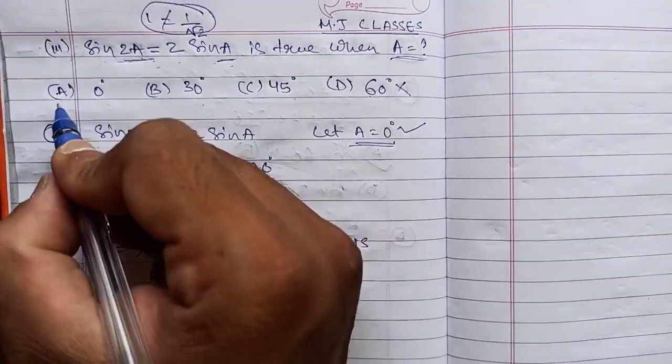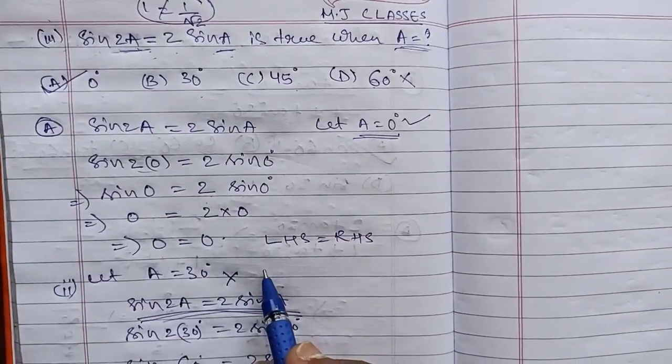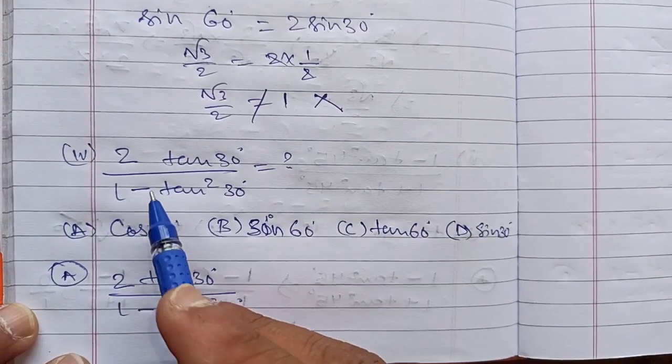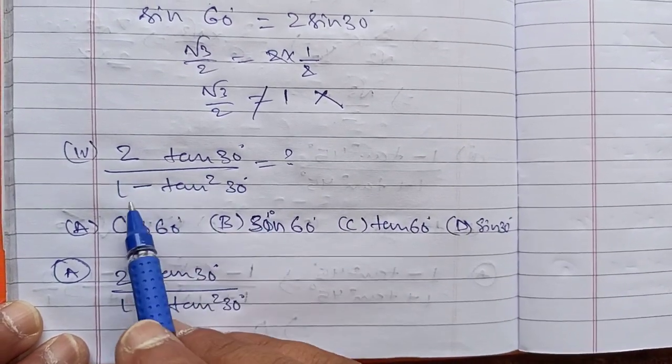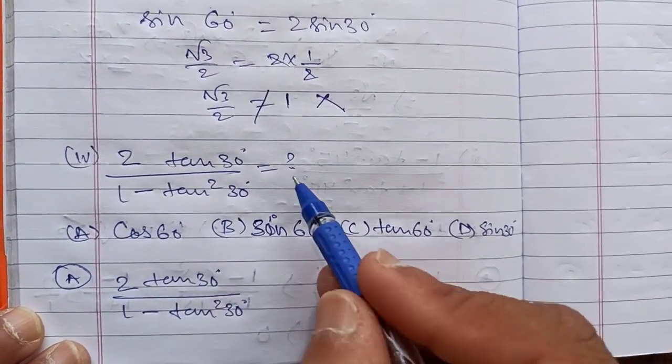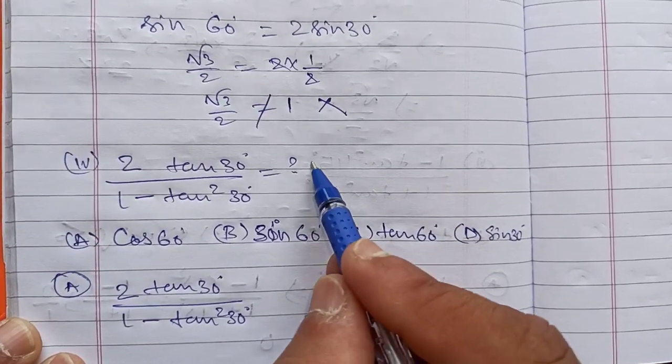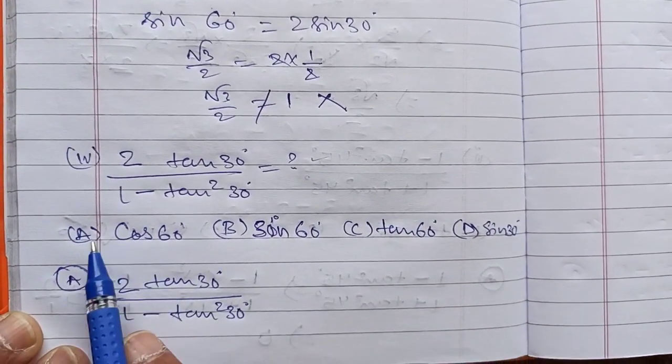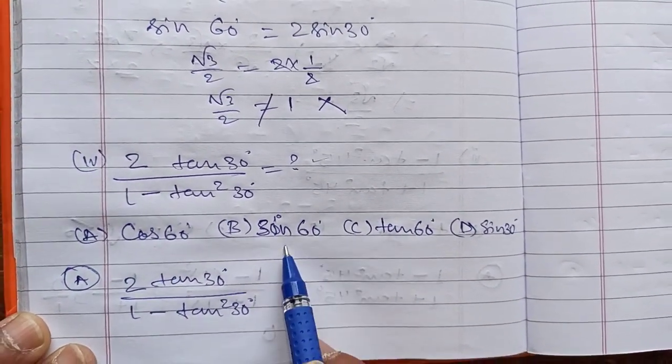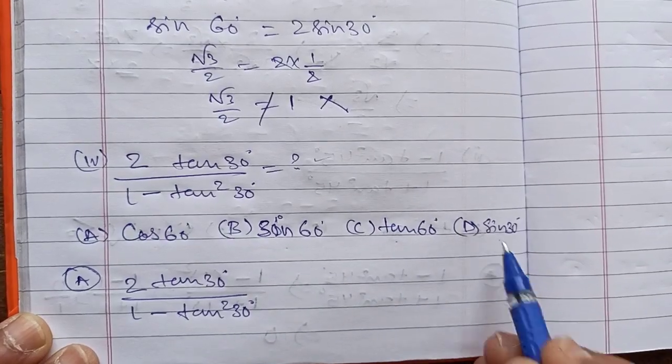So our correct answer is A, 0 degree. Fourth bit. In the fourth bit it is given: 2 tan 30 degree whole divided by 1 minus tan square 30 degree equals question mark. We have to find out the correct answer. Options are cos 60, sin 60, tan 60 and sin 30.